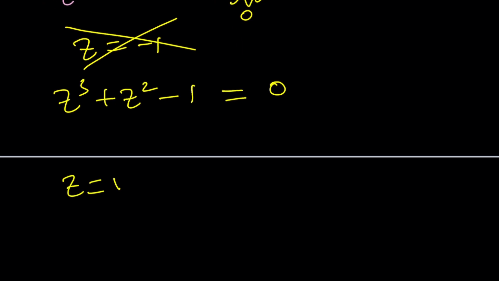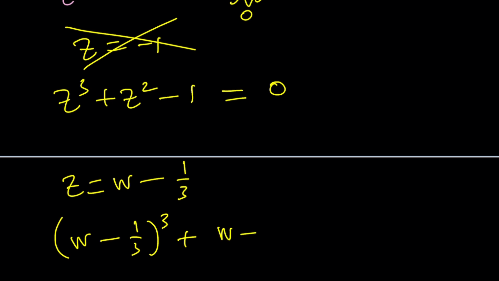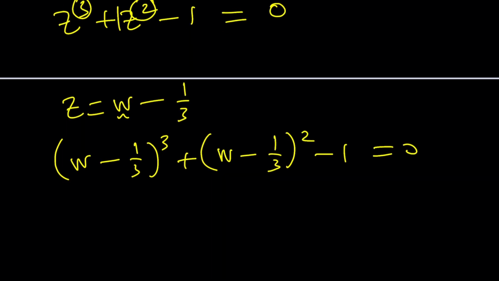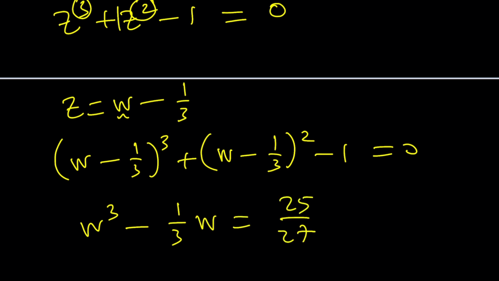Replace z with w minus 1/3, and then when you plug it in, you're going to get w minus 1/3 cubed plus w minus 1/3 squared, and I'll tell you why I use that. Because the idea is you want to get rid of the quadratic term. In order to do that, you look at the coefficient of z squared, negate it, divide by the degree, and then assign a variable to it, and that way you'll get rid of the quadratic term. Because this is going to give you w cubed minus 1/3 w equals 25/27. So in other words, this is a depressed cubic.